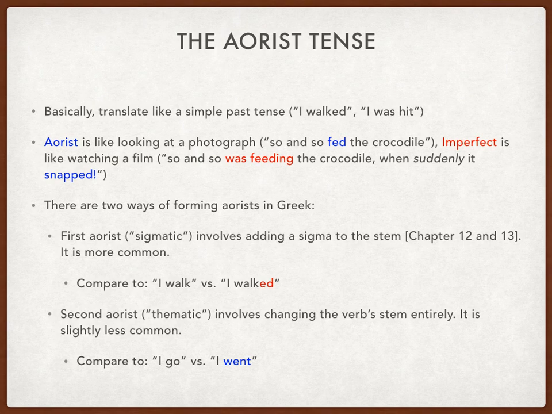Another way to think of the aorist and imperfect is to use an analogy of a photograph or a video. The aorist is kind of like looking at a photograph of an action. So-and-so fed the crocodile. I have a snapshot. It was a simple action that took place once. But the imperfect is almost like you're watching a film, an action as it's going on. So-and-so was feeding the crocodile and kept feeding the crocodile when suddenly something else happened in the aorist. It snapped, maybe. And that's the important distinction between the aorist and imperfect.